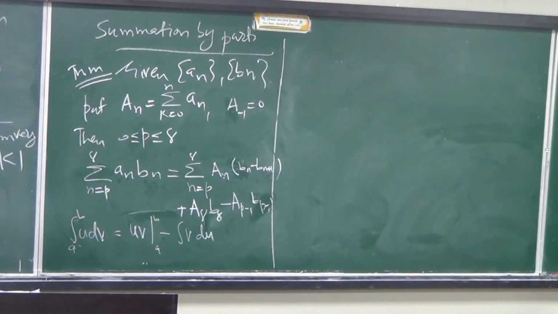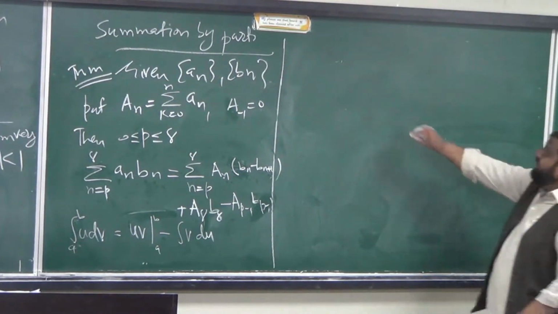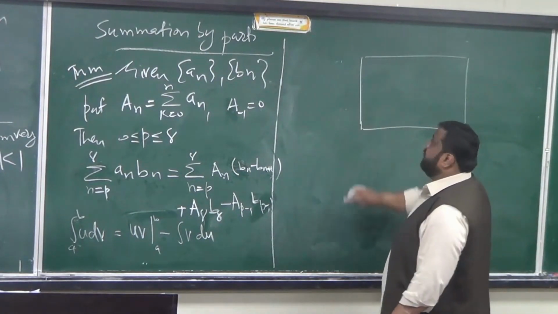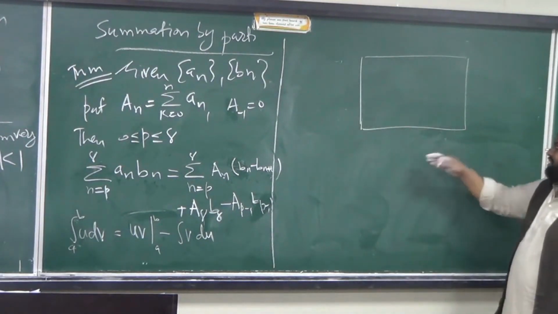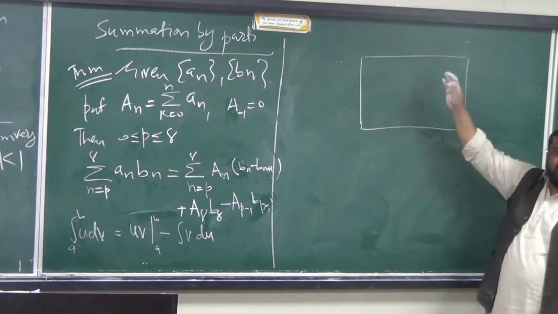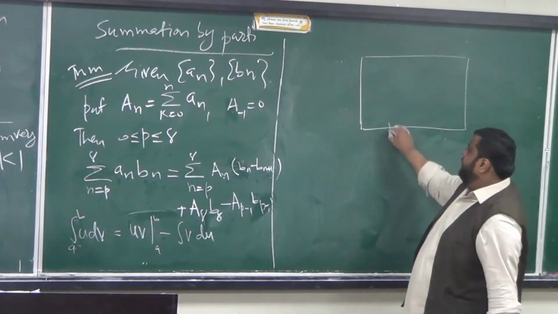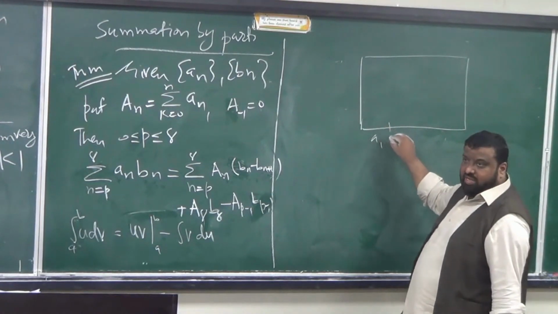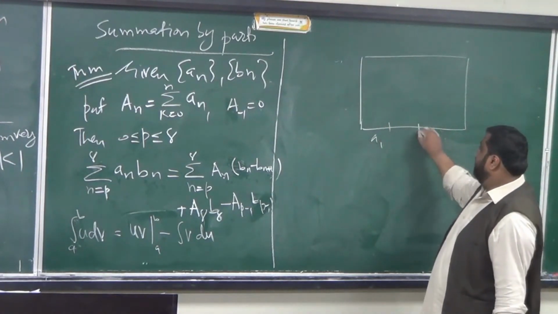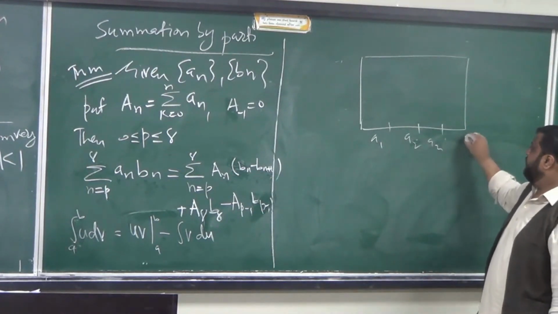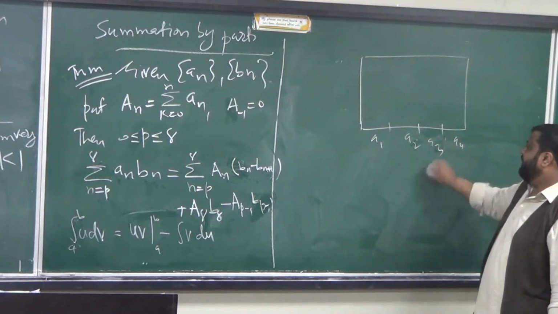I just want to give you a pictorial meaning of that. So imagine I have a square. It's roughly my U axis, V axis, and An axis, Bn axis. So my A1 is something like this. And from this to this, I have parts, say A2, and A3, A4. That's enough for understanding.